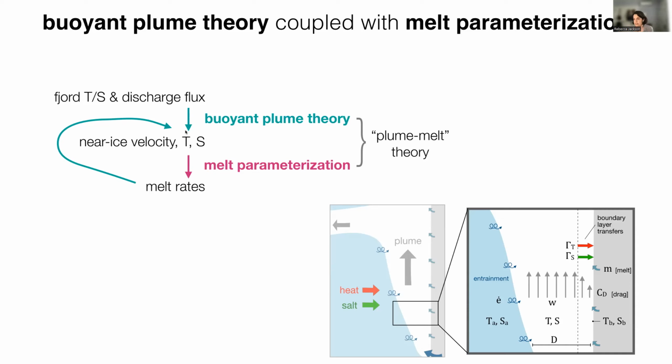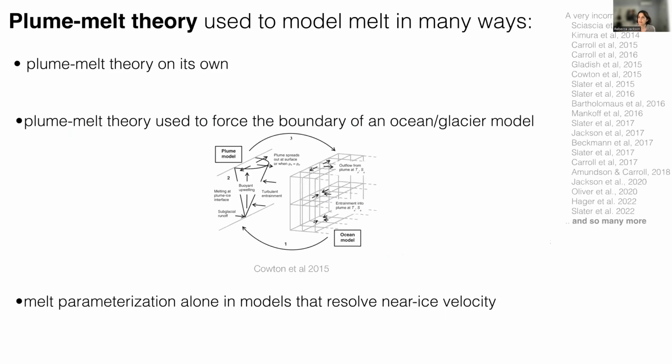So it's nice, it's self-contained, it's very tractable. And so we've seen a real explosion of using this in all sorts of different ways to model melt in tidewater glaciers. This is a very, very incomplete list of all the ways that this has been implemented in the past decade. It's been used just on its own. You would take this set of equations, and you can look at the dependence of melt on stratification or discharge or whatnot. It's used to force the boundary of ocean models with the velocity field at the ice face, and it's used to force the boundary of glacier models with melt rates.